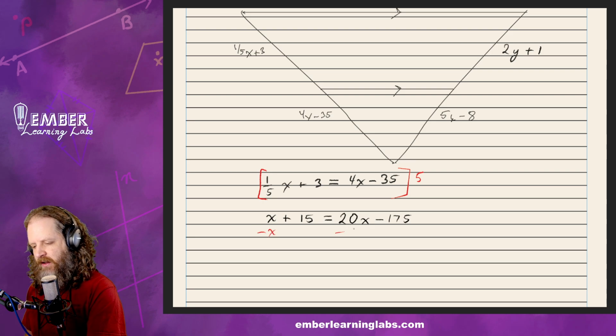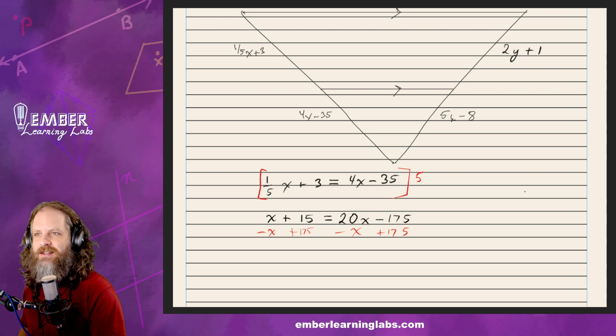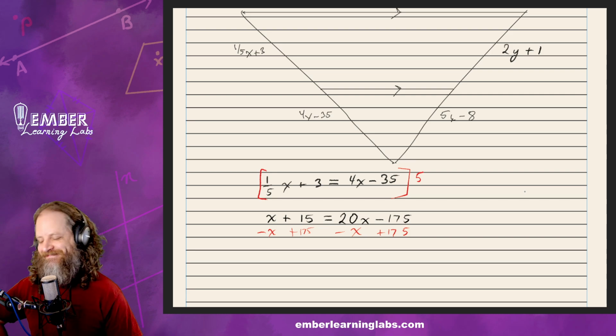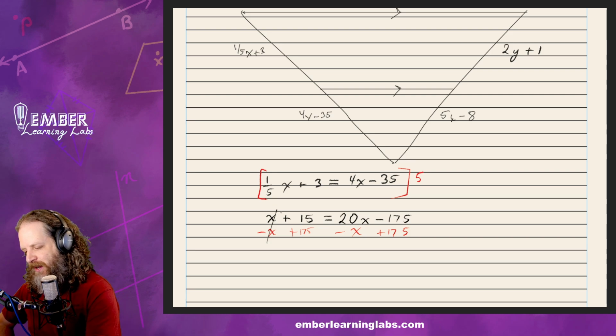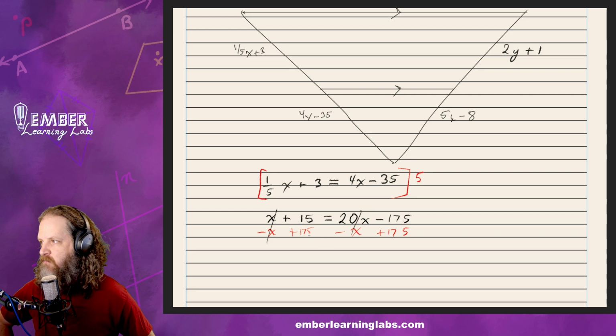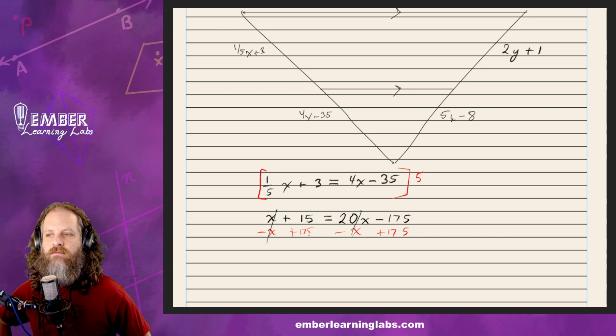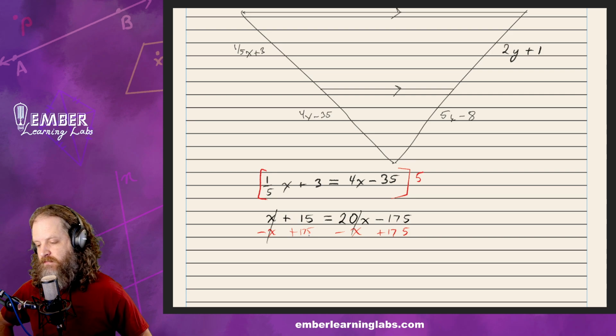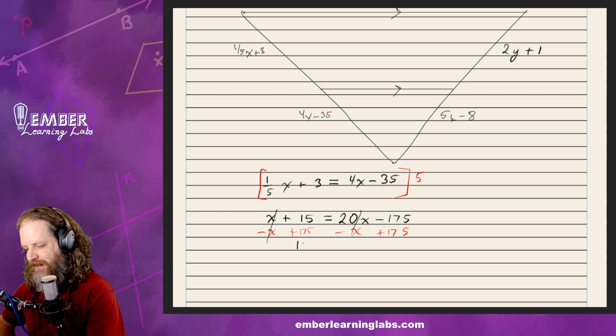Yep, subtract the x from both sides. We can add 175 to both sides. Look at that. I even made it positive for you. You're welcome. What is 15 plus 175? Yes, you're all accurate. 190.